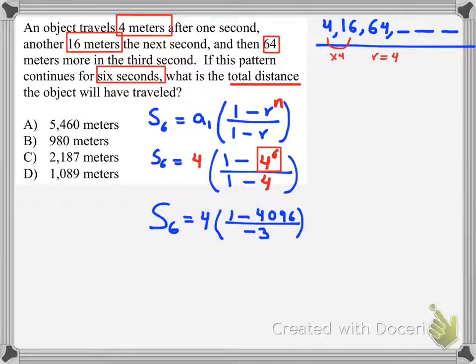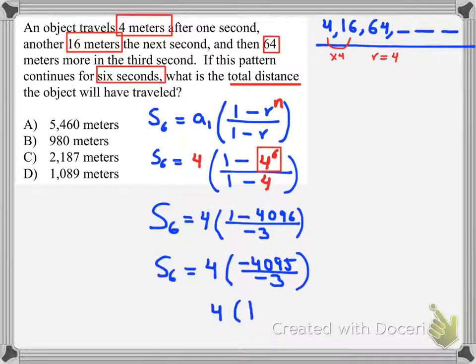I need to continue to simplify this, so the sum of the first 6 numbers will be 4 times 1 minus 4,096, which gives me -4,095. I'm going to divide by -3 and multiply by 4. Once you divide by -3, that will give you 4 multiplied by 1,365. And once you multiply it out, 4 times 1,365 will give you your answer, which is 5,460. Of course, on the test, I'm going to try to make the numbers a little bit smaller, but in this case, your answer will be letter A.